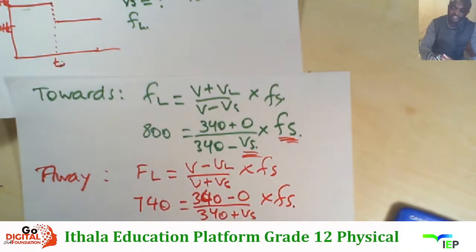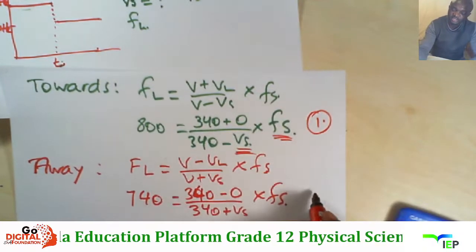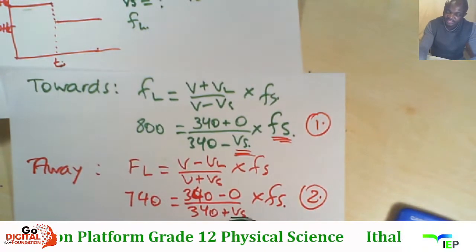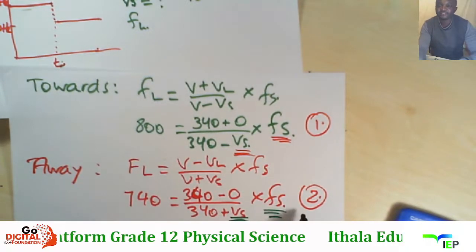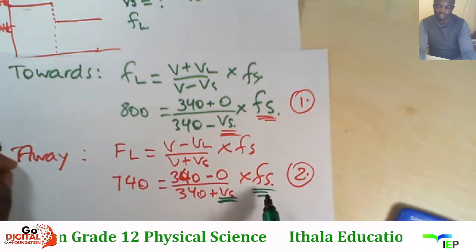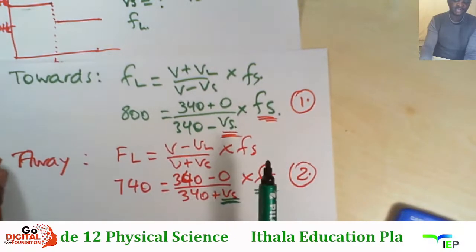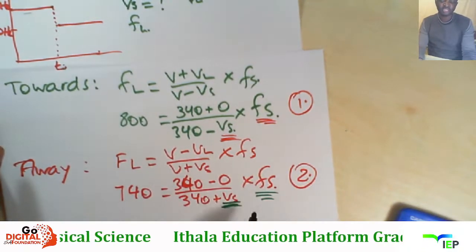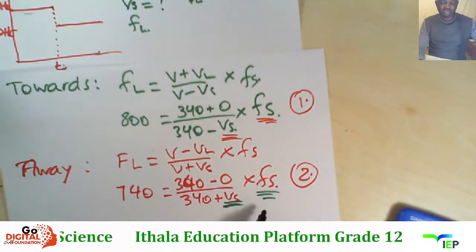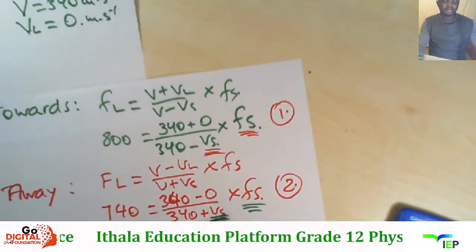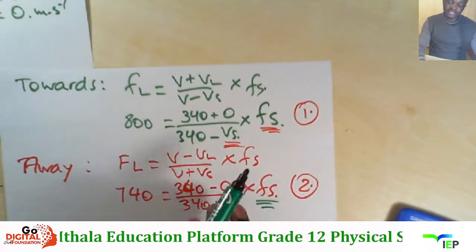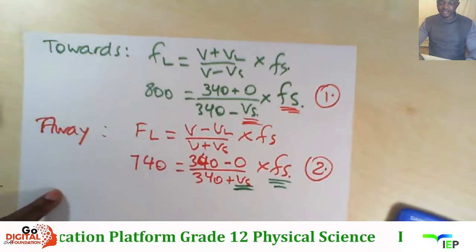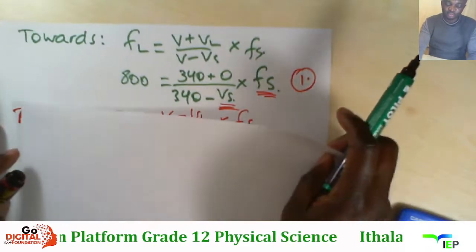So now we have the second equation. The first equation was this one. With the second equation we still have the unknowns Vs and Fs. So we now have two equations, and those two equations have the same unknowns. That means we solve a simultaneous equation, with the unknowns being Vs and Fs. So you can use your math skills to get the answer.